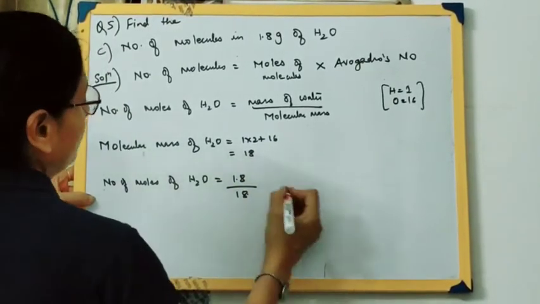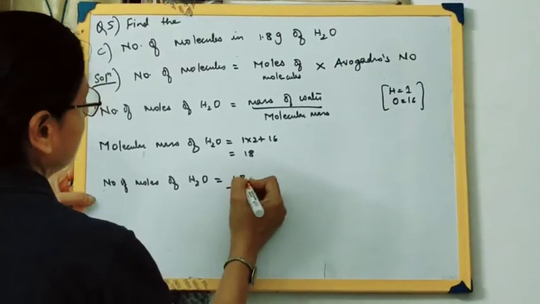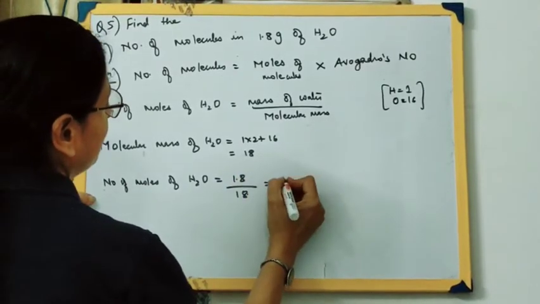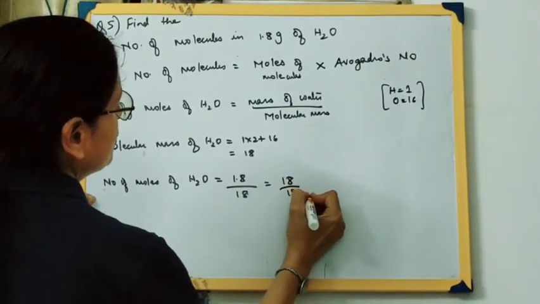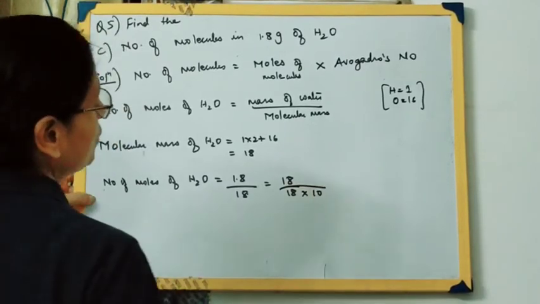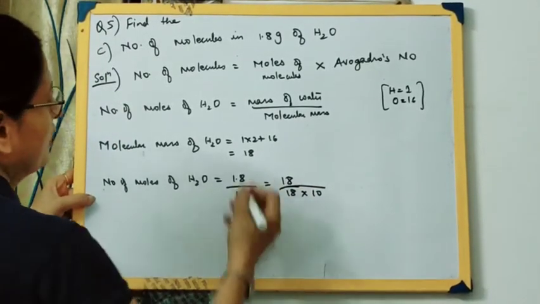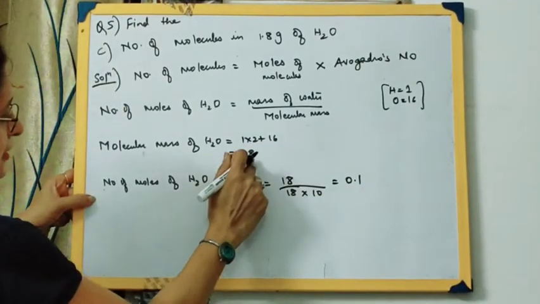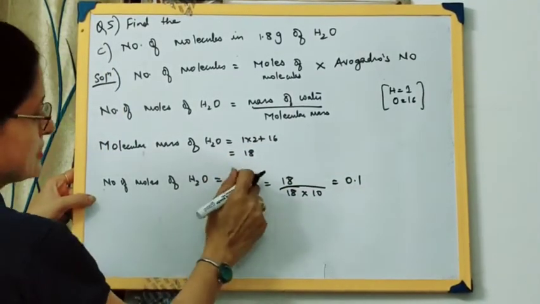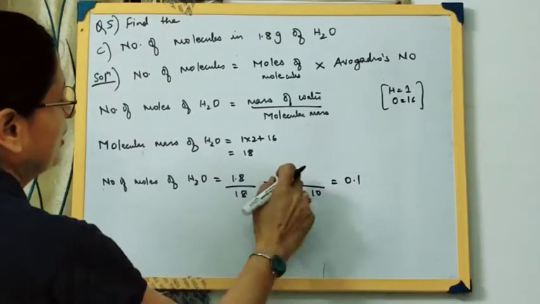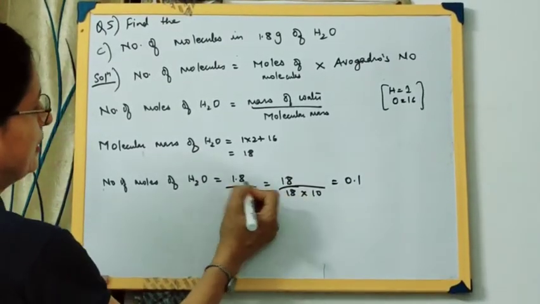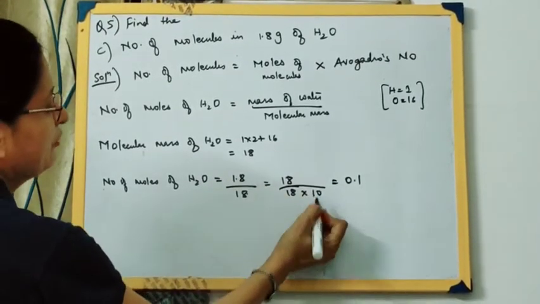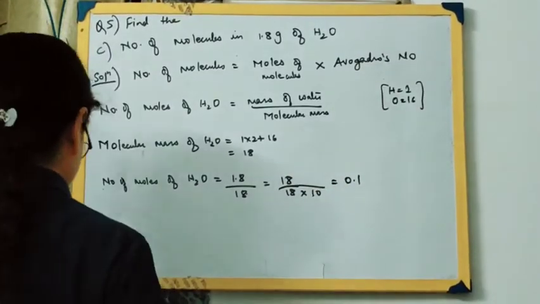So what can we do over here? 18 upon 18 into 10. Those who are very weak, for them I am showing it, otherwise you can directly write this as 0.1. You just cancel it, these are 1, so you get 0.1. For those who are very weak, that is 18 upon 18, and because there's 1 point over here, we divide it by 10, so that will be equal to 0.1.